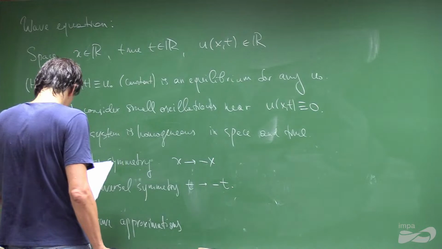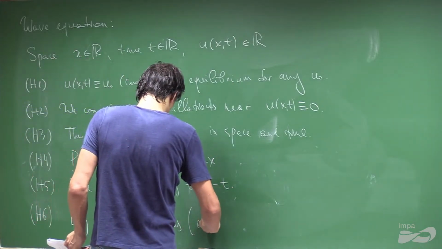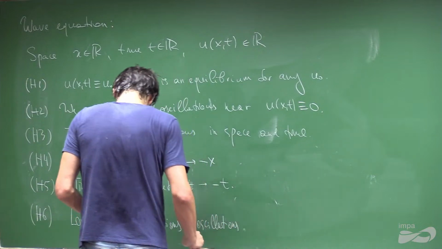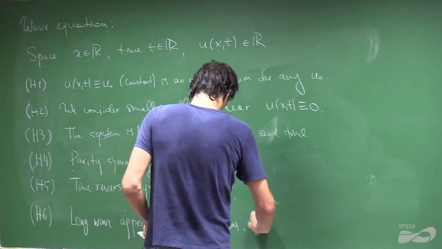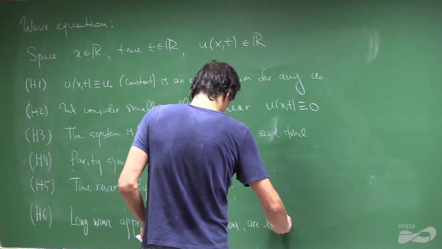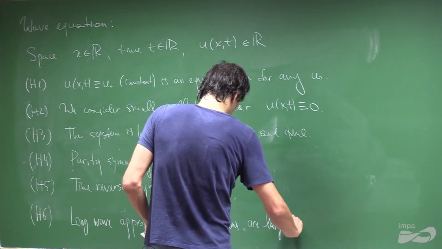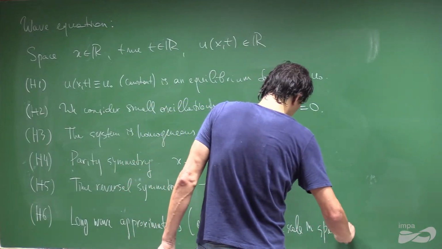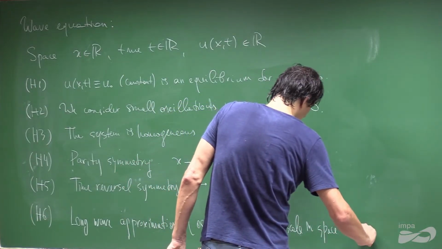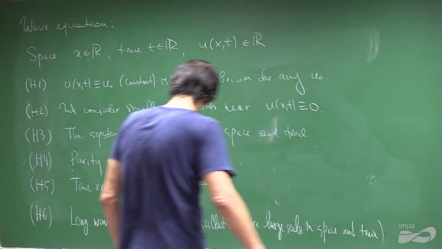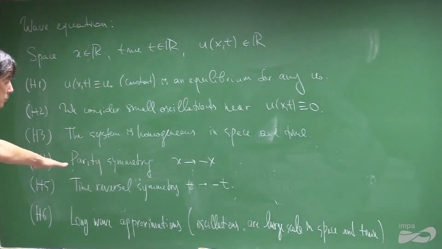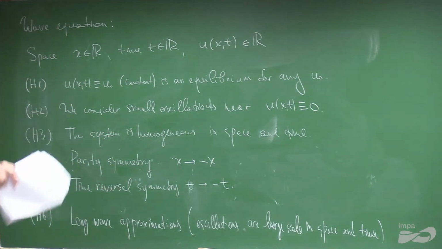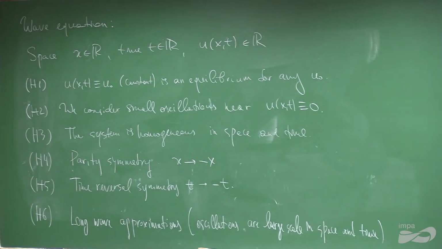Long wave approximation means that the oscillations are large scale in space and time. So what this means is that whenever we consider oscillations, they should be very slowly changing in space and very slowly changing in time. Yeah, so that's an approximation that we consider.